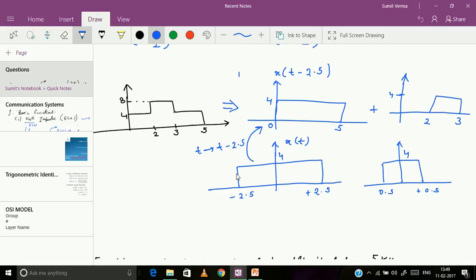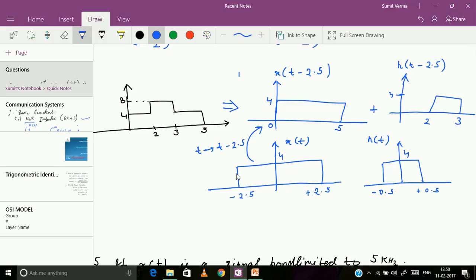Similarly here, if this is my signal, say x of t, then I have to just shift it right by 2.5. So this again becomes a gate pulse, this value is minus 0.5. So if I shift it right by 2.5, this value would come at 2 and this value would come at 3. So I'll get back this same signal.